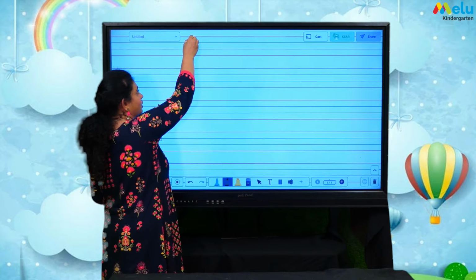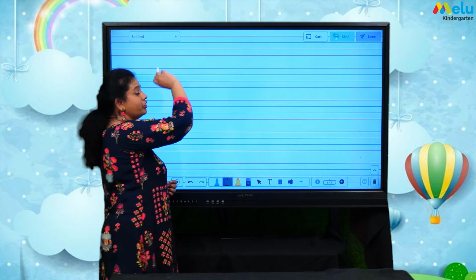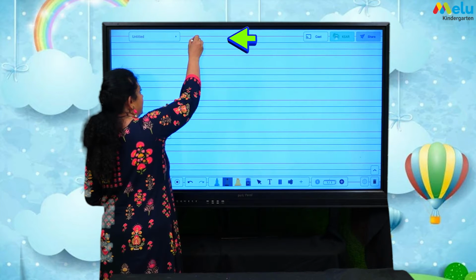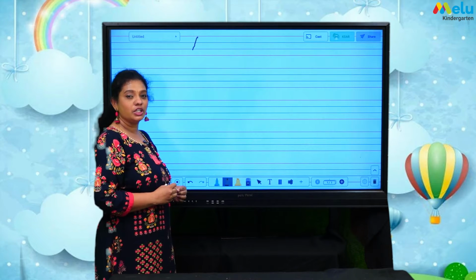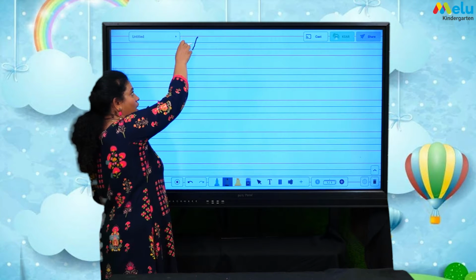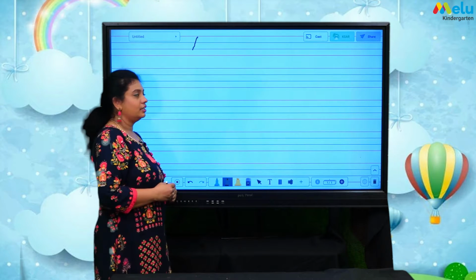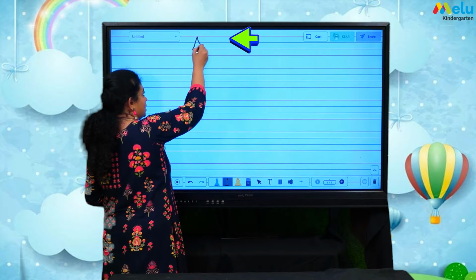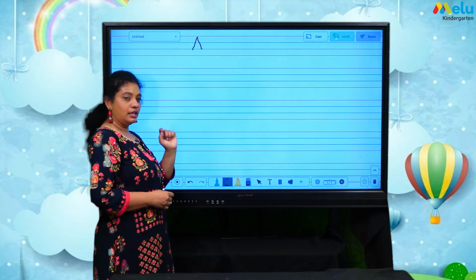I will start writing uppercase letter from the first line, that is the red line. Which stroke am I using? I am using the slanting line. Till which line have I written, children? Till the third line, right? You have to start from the first line and come down till the third line, and this stroke is a slanting line. And the other side also the same way. You have to write a slanting line that also should start from the first line to the third line.